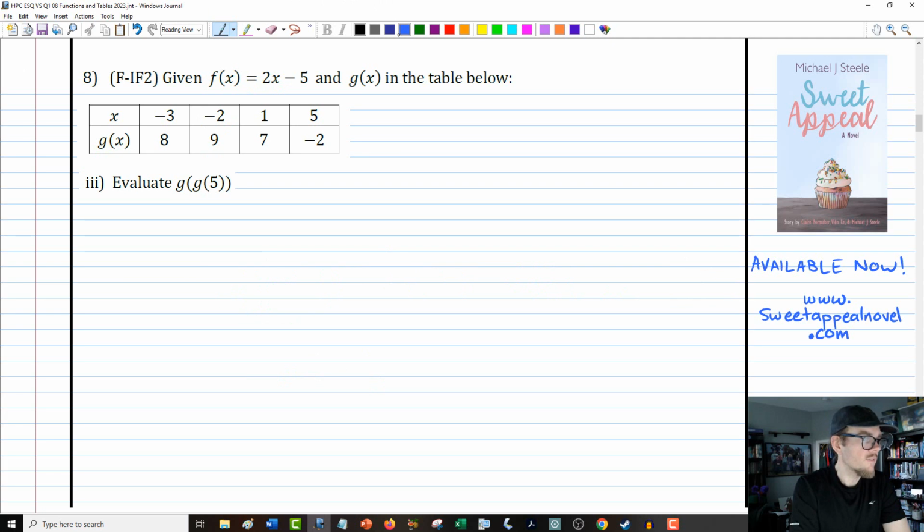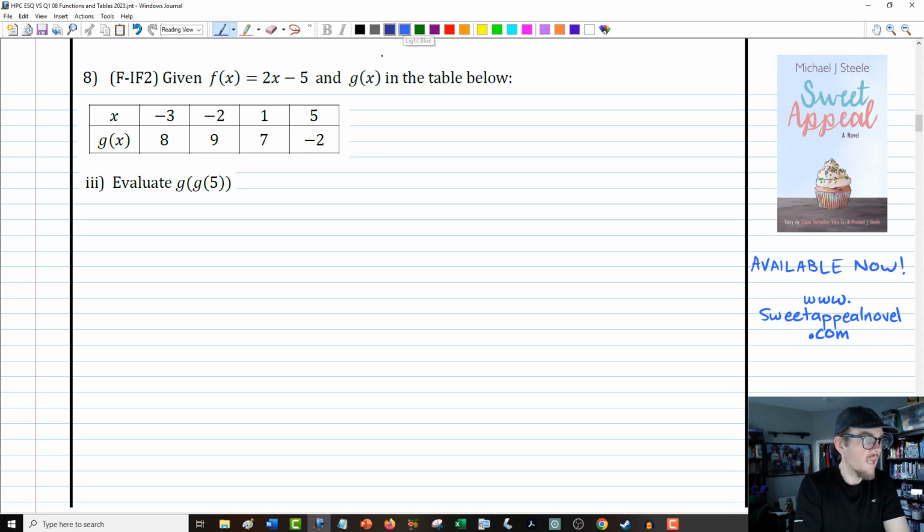Now question 3 is probably even simpler. We've got g of g of 5, so we've got the same function there. Notice, by the way, that these aren't inverses, so they're not undoing each other. We're not going to get rid of either of these expressions through mathematical inverse properties. We've just got to evaluate it twice.